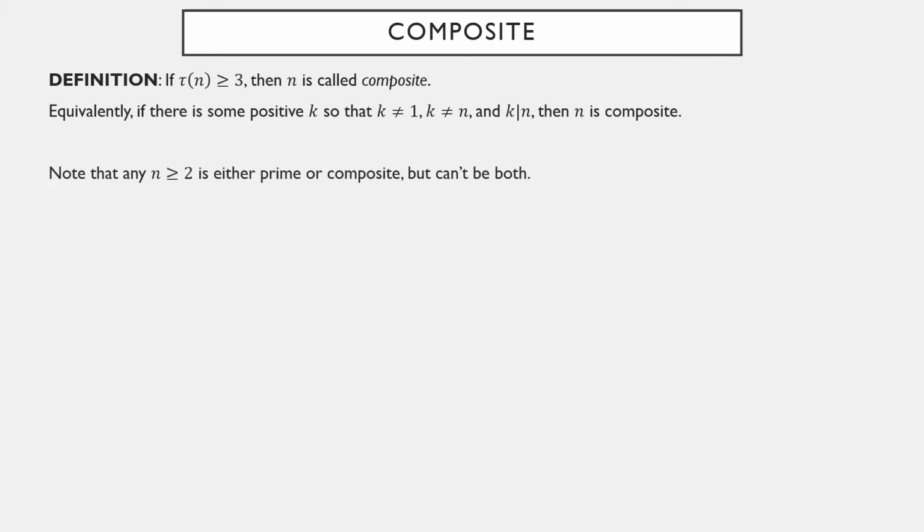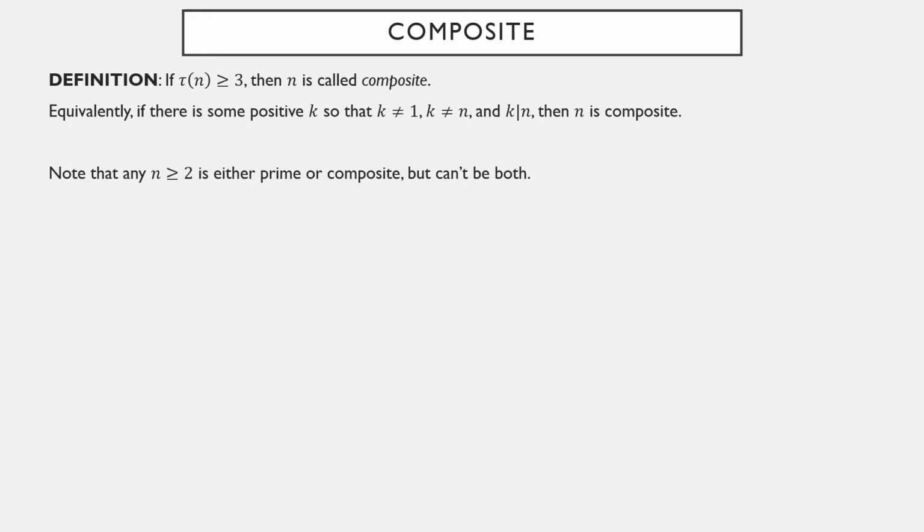Also, a number that is 2 or bigger is either prime if tau of n is 2, or composite if tau of n is 3 or bigger, but it can't be both because tau of n cannot simultaneously be 2 and larger than 2. But it has to be one or the other. We established on the previous slide that the only number for which tau of n is smaller than 2 is letting n equal 1. So if n is 2 or larger, tau can't be 1, so it has to be 2 or bigger. If tau of n is 2, it's prime.